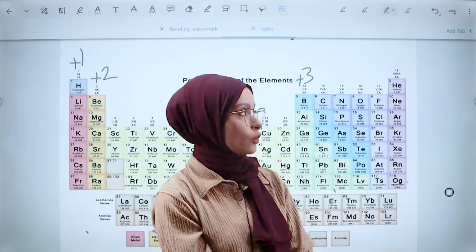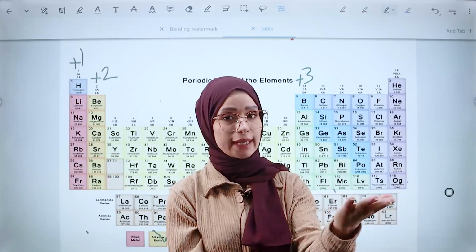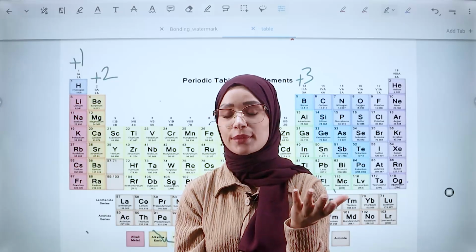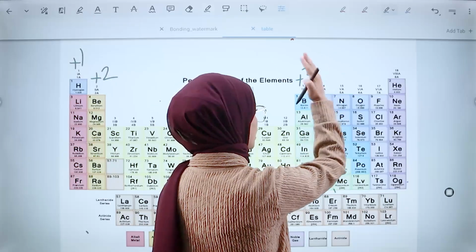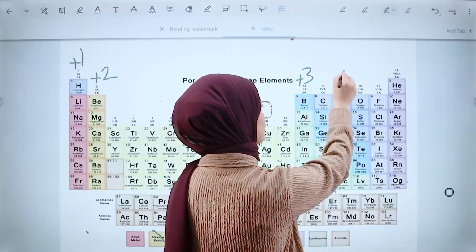in the group. Which one is easier for group number 5? To gain 3 electrons or to lose 5? Yes, it's easier to gain 3 electrons. So starting from group number 5, elements start to gain, to take electrons. So they have negative 3 charge.